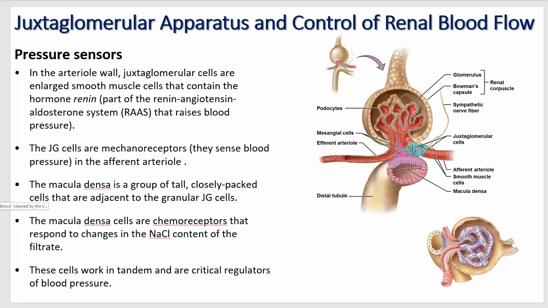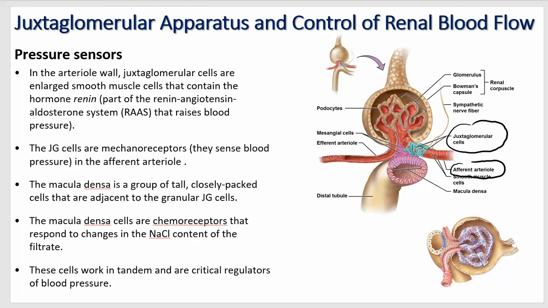All right, so let's talk about that control that we alluded to earlier: the juxtaglomerular apparatus and control of renal blood flow. So you have pressure sensors. We had talked about stretch receptors, which are mechanoreceptors, before. So in the arterial wall, here we can see them, in the afferent arteriole, there are stretch receptors that say, okay, how fast or how much are we going to constrict, or are we going to dilate? Are we going to let more, or are we going to cut off blood, or are we going to let more blood in?